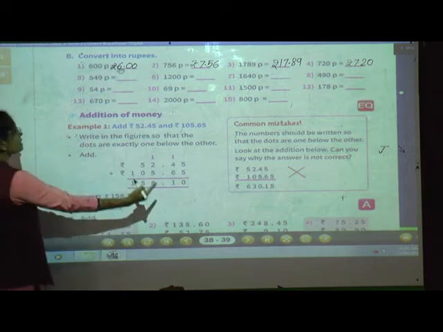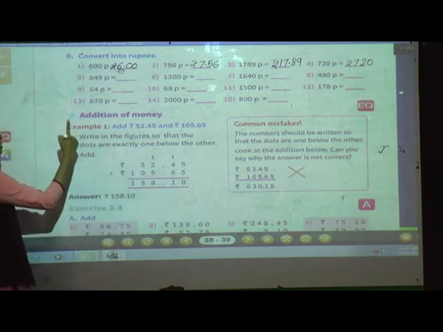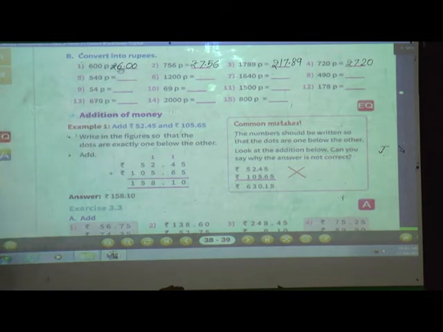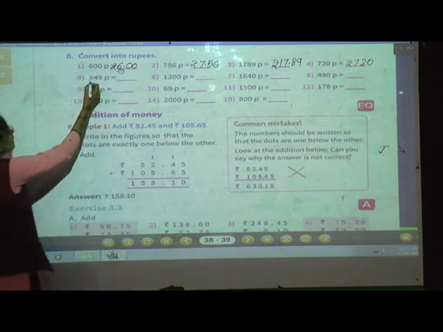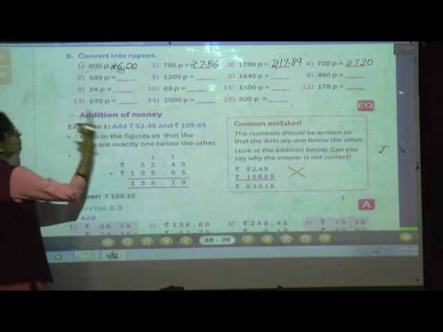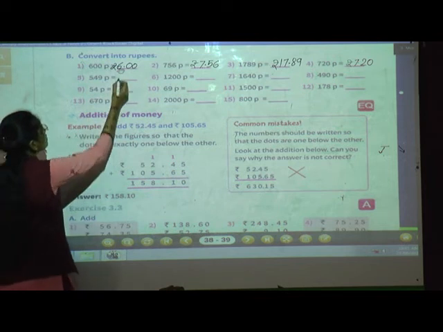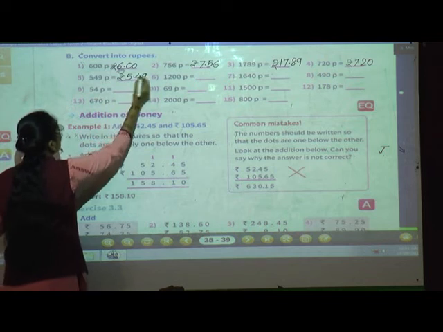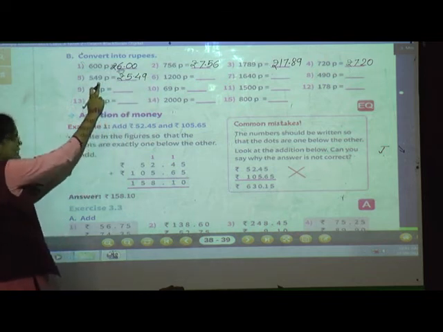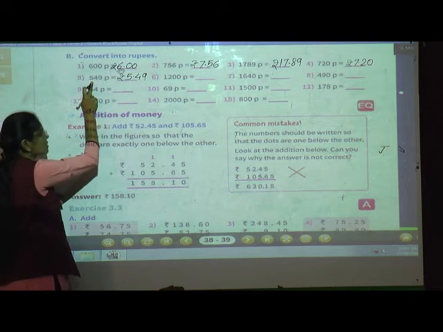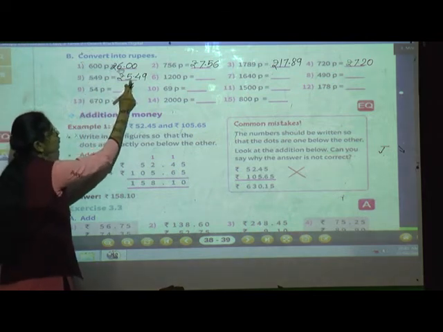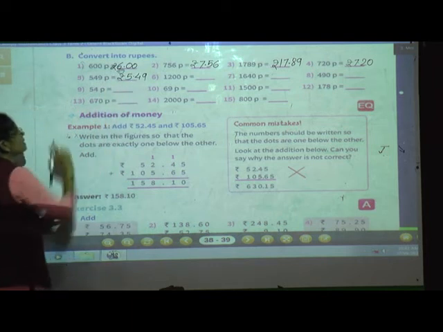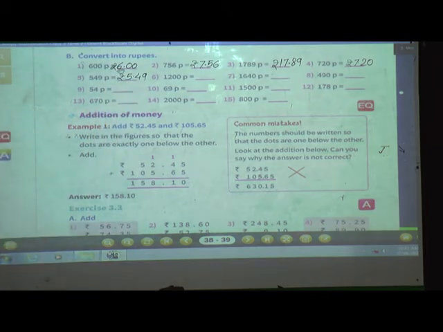So from the right side, which one is the second digit? 4. So before 4 you have to give a dot. Then it will be converted into rupees. So what will be the answer? Rupees 5.49. Now see here, 549. In this number, before the second digit from the right side we have to put a dot. So rupees 5.49 means 549 paise.